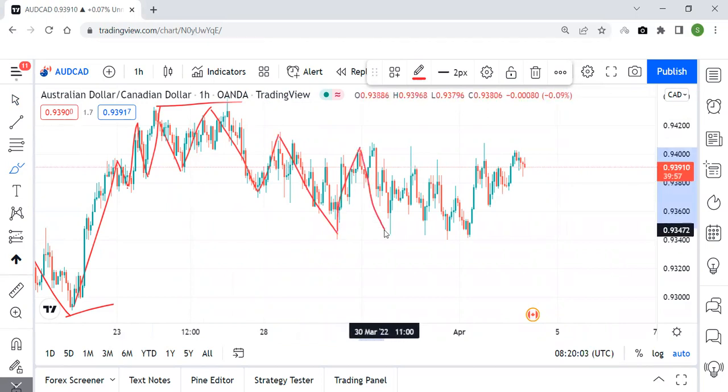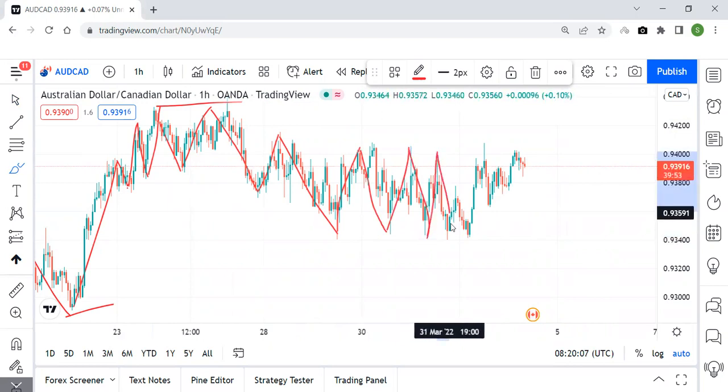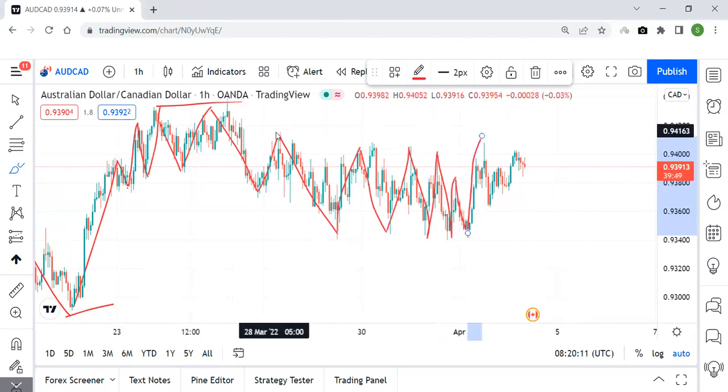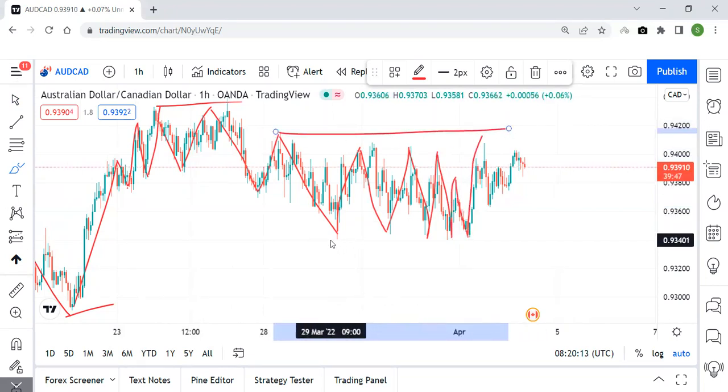The market is consolidating here. We get this consolidation move, with so many lower highs and lower lows, as you can see. So we are in a consolidation period here on the pair.